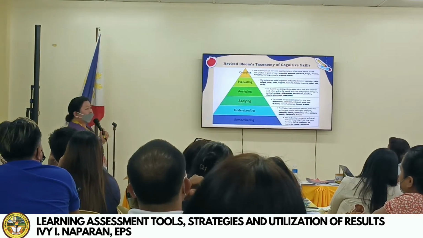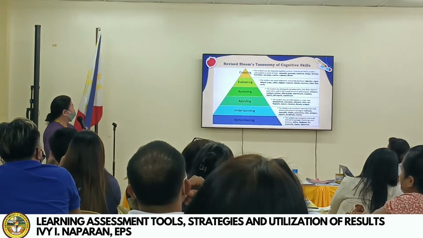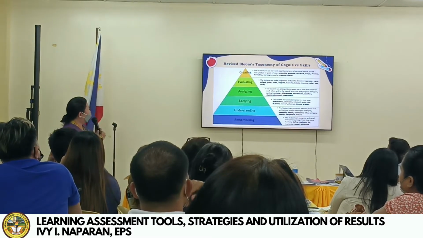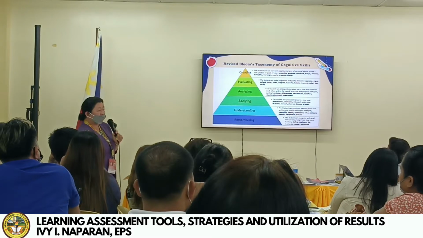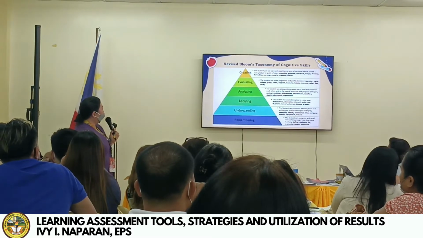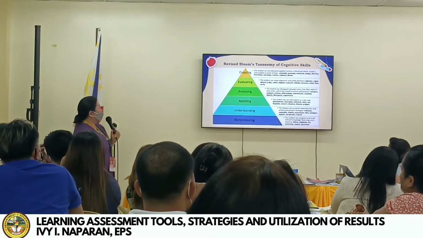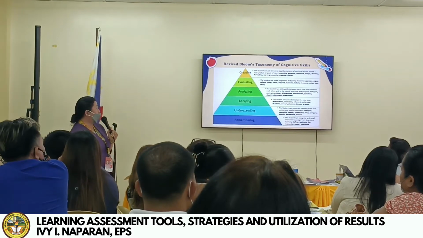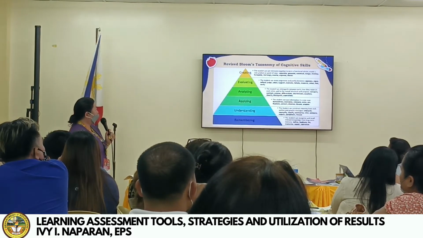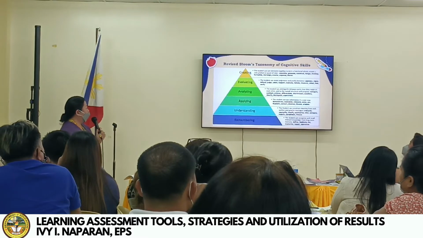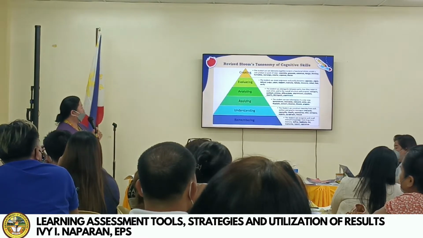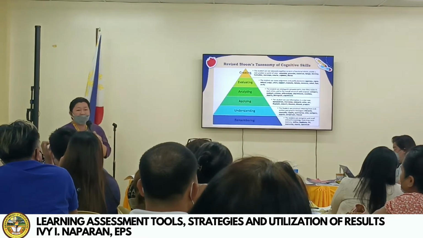The last level, the highest level, is creating. The student can put elements together to form a functional whole, create a new product or point of view. Some objectives: assemble, generate, construct, design, develop, formulate, rearrange, rewrite, organize, devise.